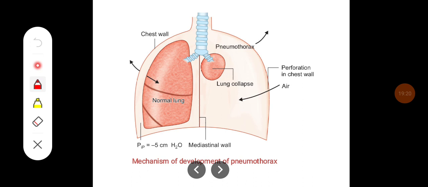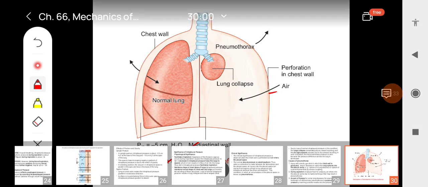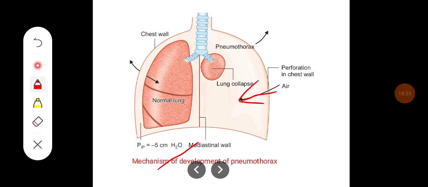So this is the mechanism of development of pneumothorax. Okay, so when the chest wall is punctured, because of the negative pressure, the air is going to enter into the pleural space, which produces pneumothorax, and it pushes the lung to one side.